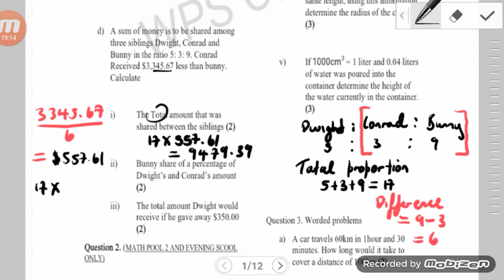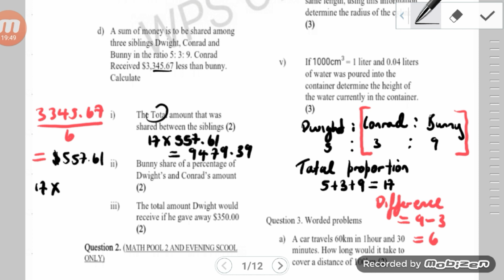Now, here I put a little twist to the question. Usually we would ask Bunny's share as a percentage of the total, but here I tried to compare the amount of money that Bunny received in comparison to what Dwight and Conrad received together. There are a couple of ways you could do this, and because I don't have a lot of space, I won't show you the longer version. I'll just show you the easier version.